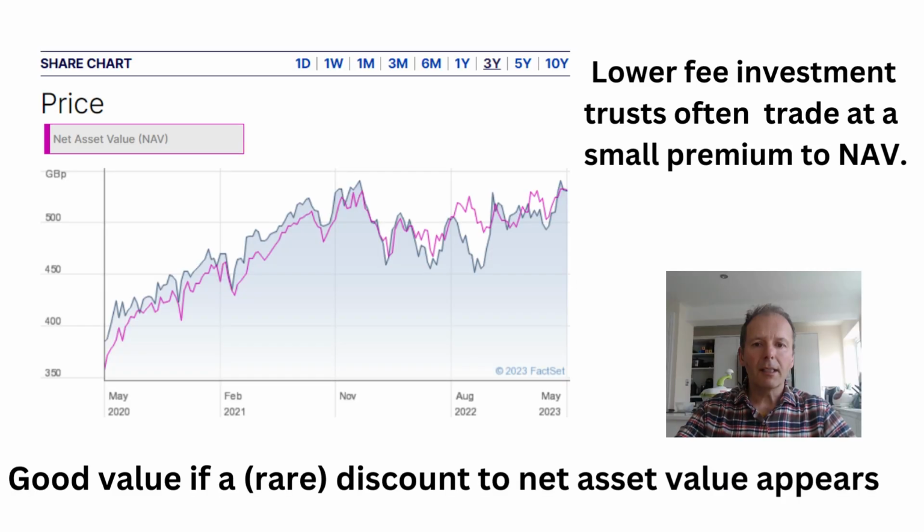Scottish American typically trades at a small premium to net asset value, and this is not uncommon for investment trusts where they have fairly reasonable fees for the activities they undertake. If you do see a rare discount to net asset value, then that is a possible buying opportunity, and the investment trust does have a good discount management policy where it potentially buys back shares if the discount persists for too long.